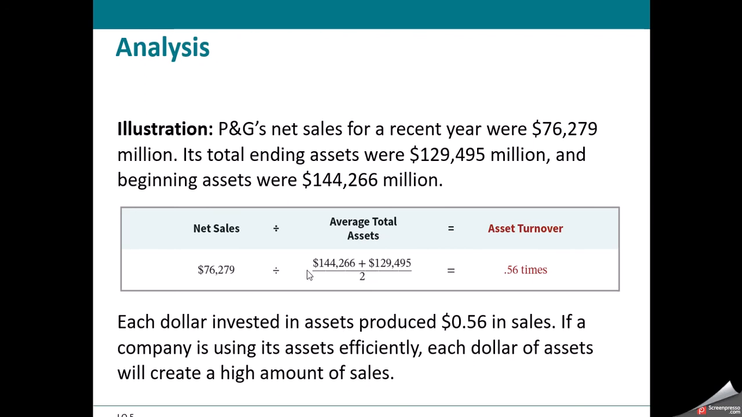So it's your sales divided by your total average assets. So how many times are you turning those assets over? So in this case, it's 0.56 times. And again, whether that's good or bad all depends on the industry. The higher the turnover, the more efficient the company is using its assets to generate sales. Okay, so that is our chapter on long-term assets.